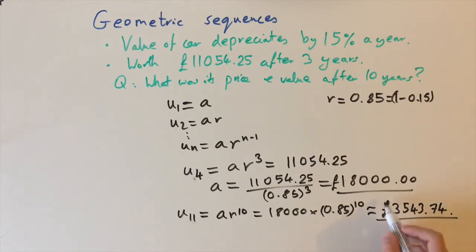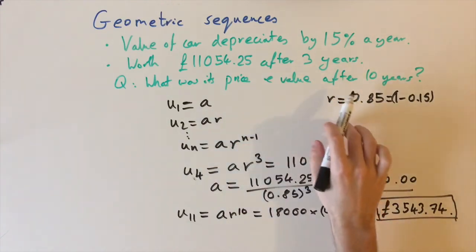And you see that it has decreased very quickly. The value has dropped very quickly. This is always true in a geometric sequence: it's going to grow very quickly or decay very quickly. So we've worked out the initial price and the value after 10 years.